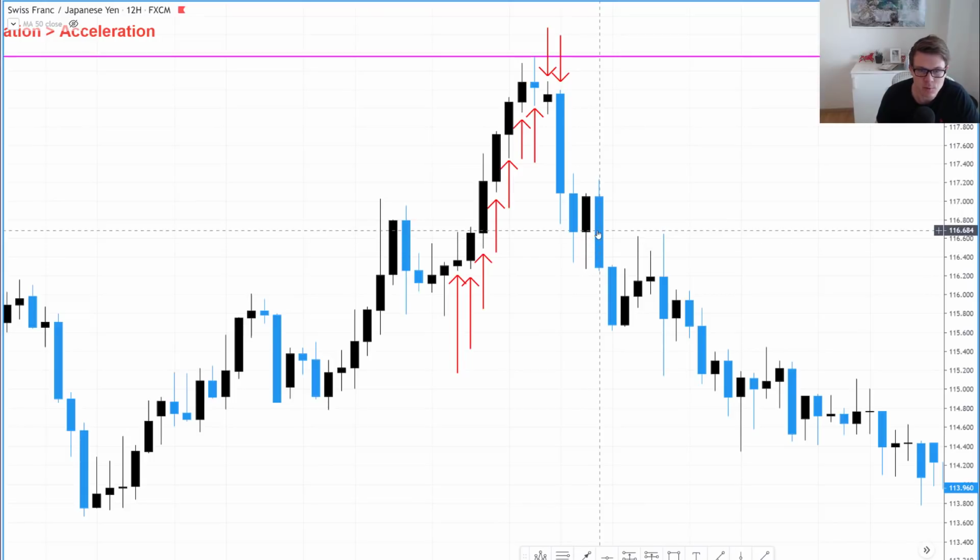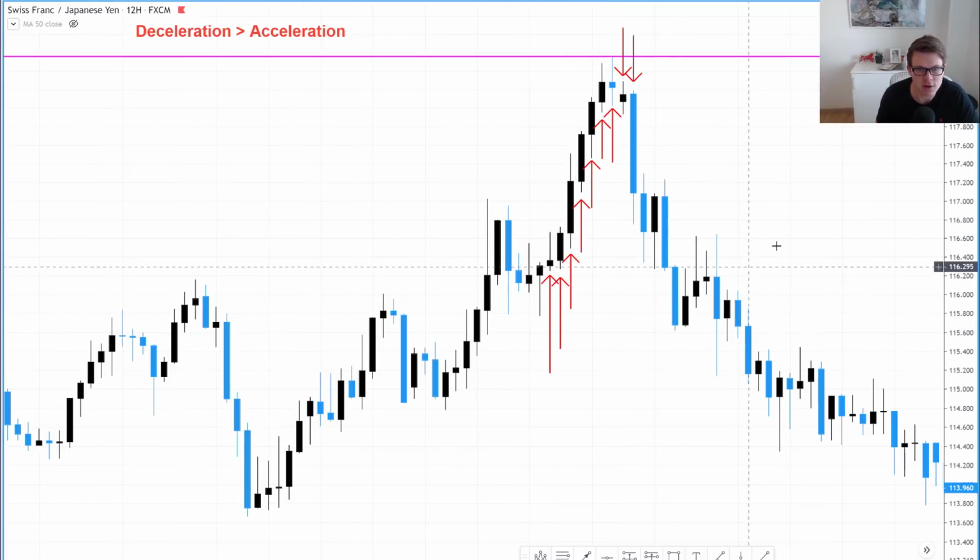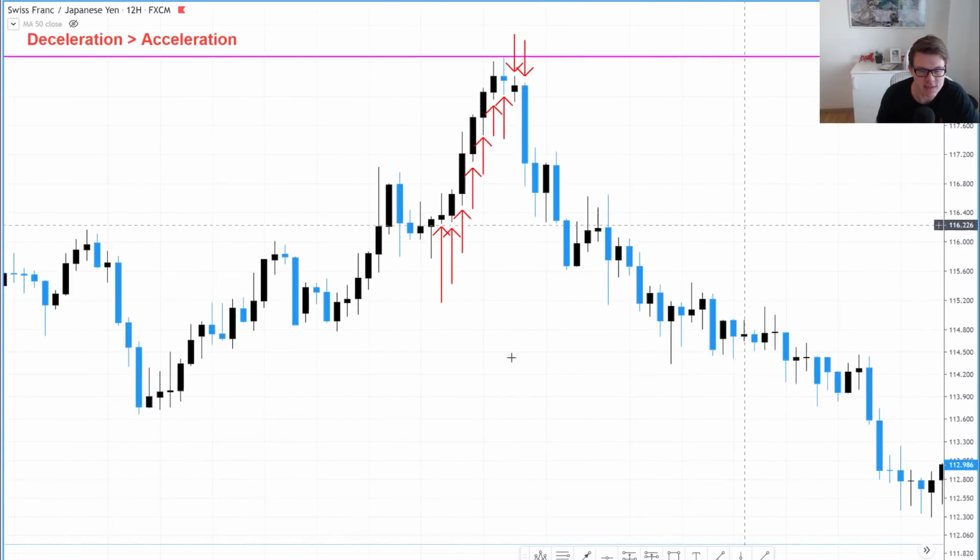It's like a ball in motion, or if you throw a ball, you will see that in the beginning it's very fast, and then as it approaches the tipping point, it gets slower and slower and slower, and then at the top it gets faster and faster and then accelerates to the downside. This is a very, very common behavior in price action when you look at momentum structure.